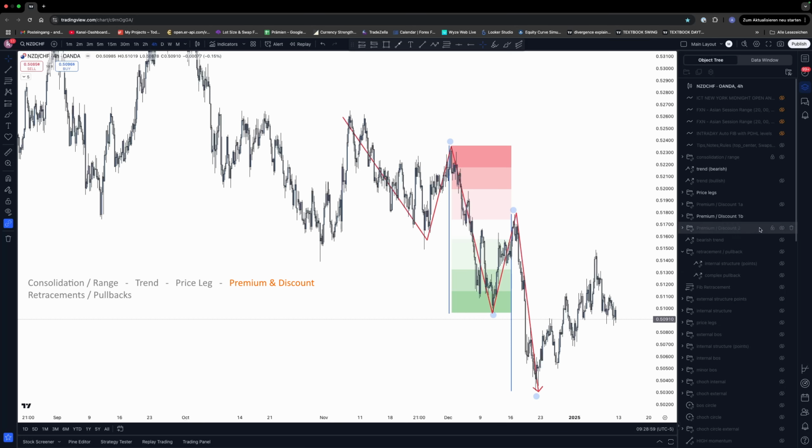And obviously we can draw the premium discount also for our second price leg. So this is looking like this. So we can see this is already in proper premium and it's possibly gonna continue for a lower low here.